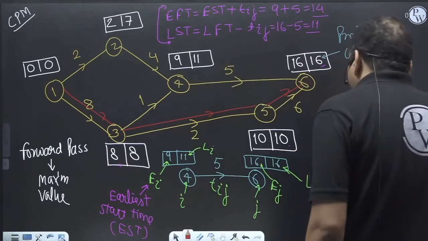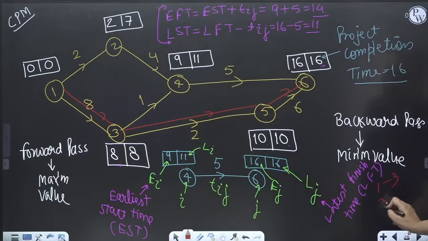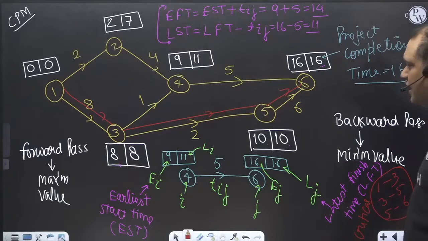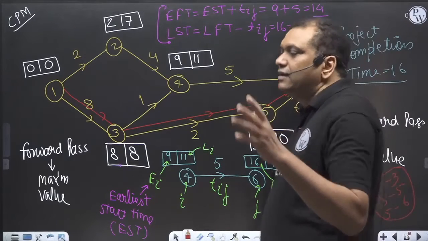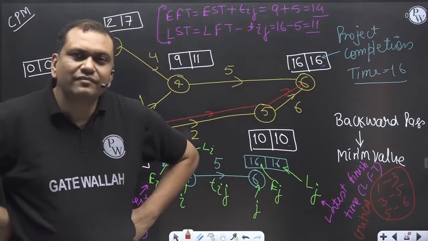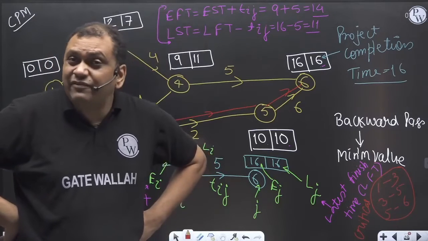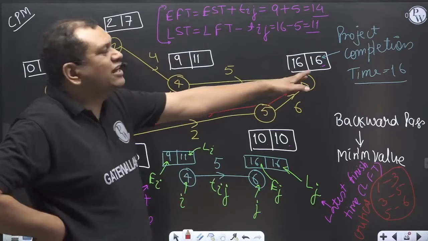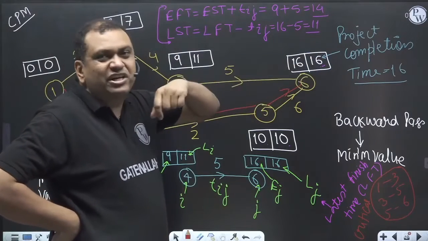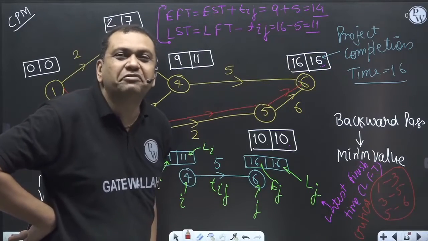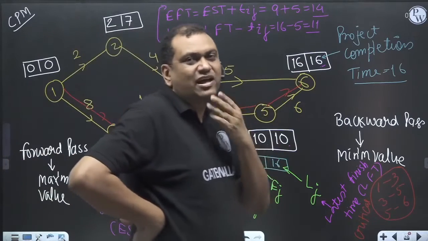So what are the critical activities? 1 to 3, 3 to 5, 5 to 6 are called critical activities. Critical activities will have a zero total float. On the critical activity, very close supervision is required, because any amount of delay of that activity will affect the project completion time. Presently, the project completion time is 16 days. But suppose any critical activity is delayed, project completion time will increase. So very close supervision is required on the critical activities.